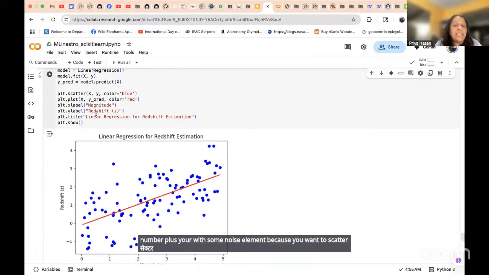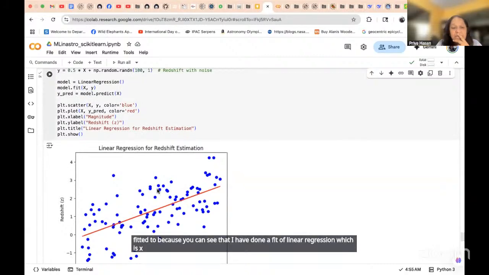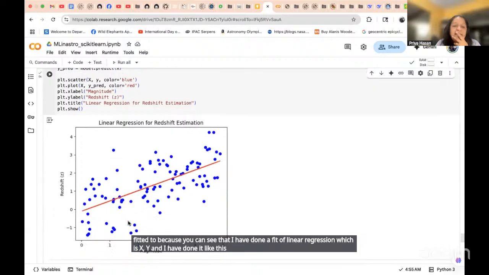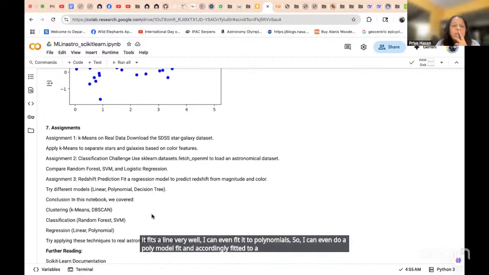I'm plotting my X and Y, and I fit it, because you can see that I've done a linear regression fit of X and Y, like this. If I look at this data and I don't think it fits a line very well, I can even fit it to polynomials. So I can even do a polynomial model fit, right? And accordingly fit it to a polynomial, and get it like that.